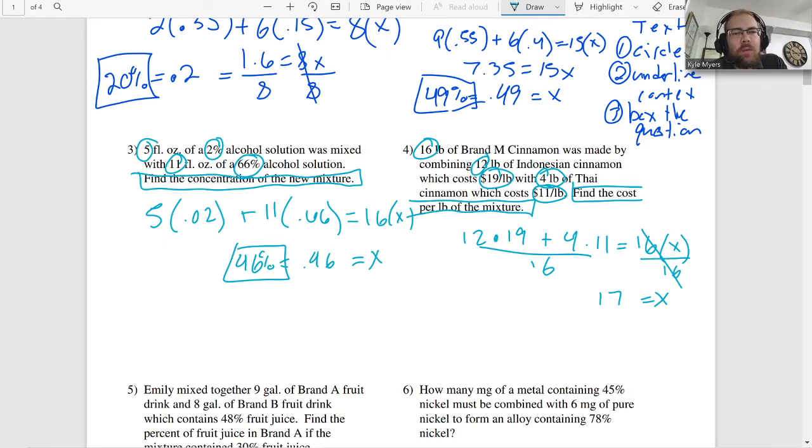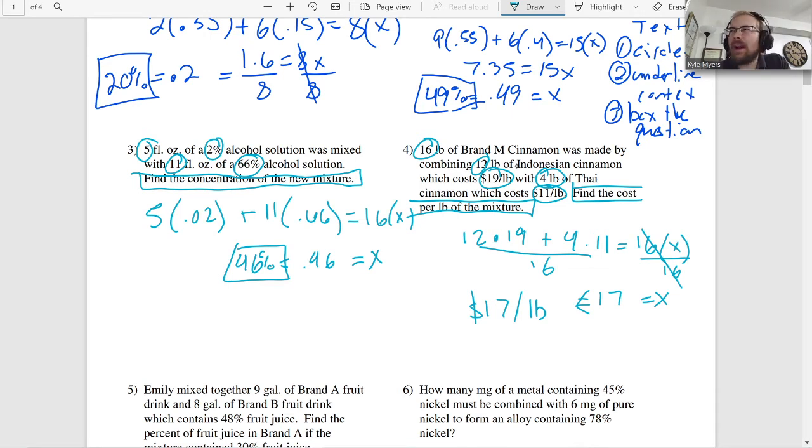Well, it was 12 times 19, 4 times 11, 16 times x. So x is going to be the same kind of unit as the 19 and the 11. The 12, the 4, and the 16 are pounds. The 19, the 11, and the x are cost per pound, or dollars per pound. It has a dollar sign, so dollar bills. So we are going to write this as $17 per lb, or pound.